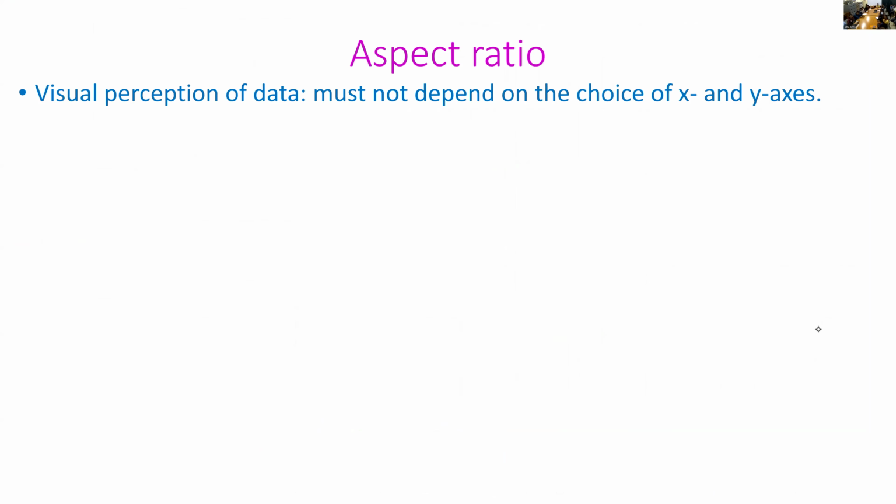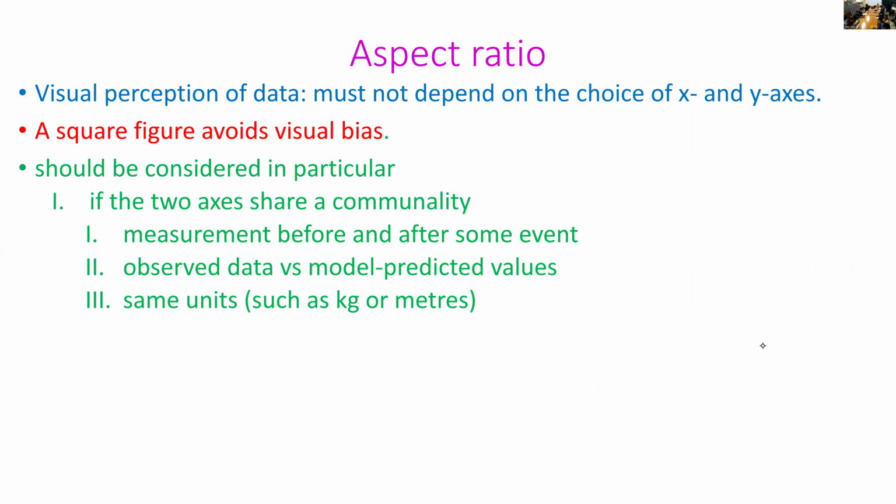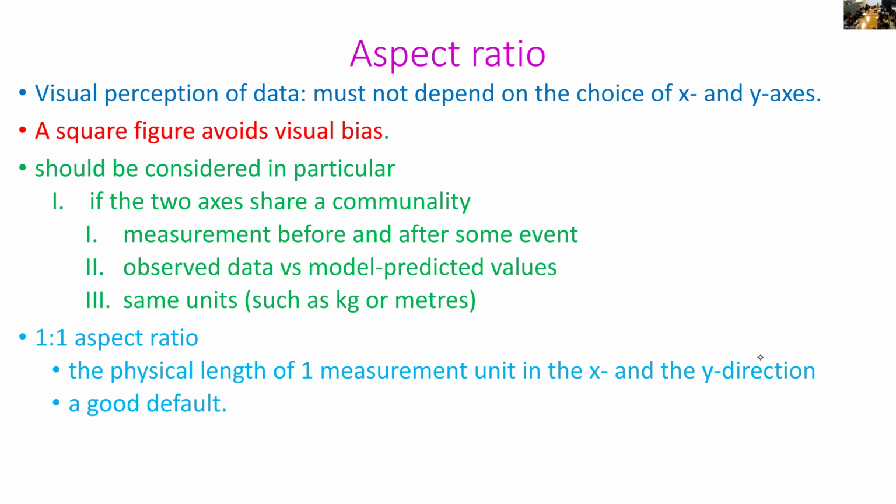Aspect ratio. Aspect ratio is the relationship between the x-axis and the y-axis. Generally, as far as possible, all medical graphs try to keep it as a square. It avoids bias of inflating the x-axis or inflating the y-axis. So, if there's something common between the x and y-axis, always keep it as a square. What should be common after that? Before and after. X-axis is before the drug or some measurement before, y-axis is after. Or there's the same thing as kilograms or meters. As far as possible, try to keep it as same and 1:1 ratio.